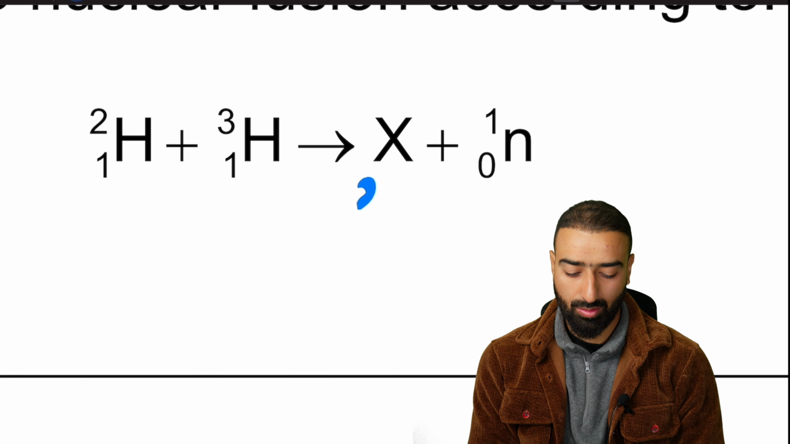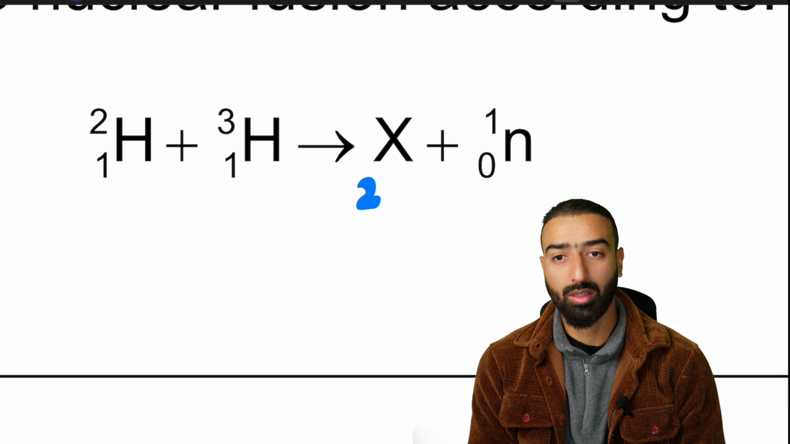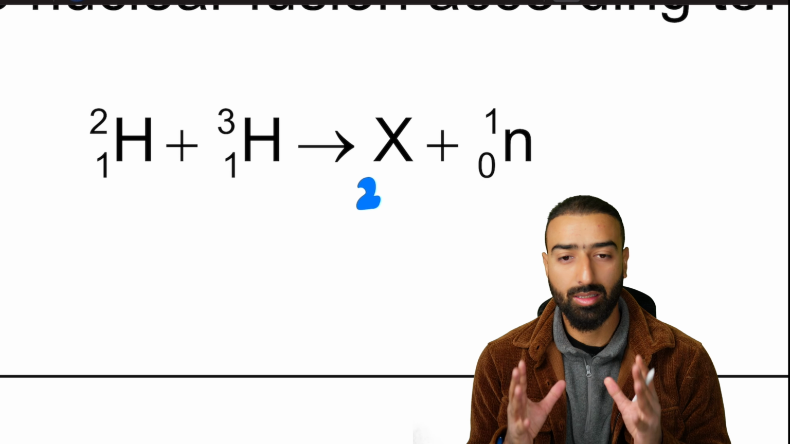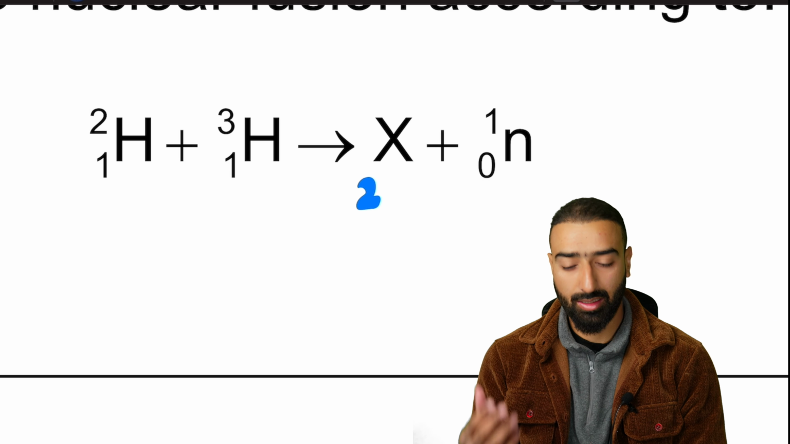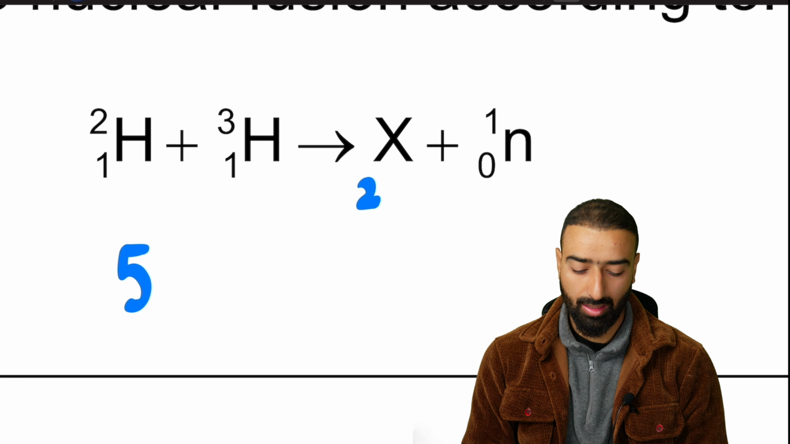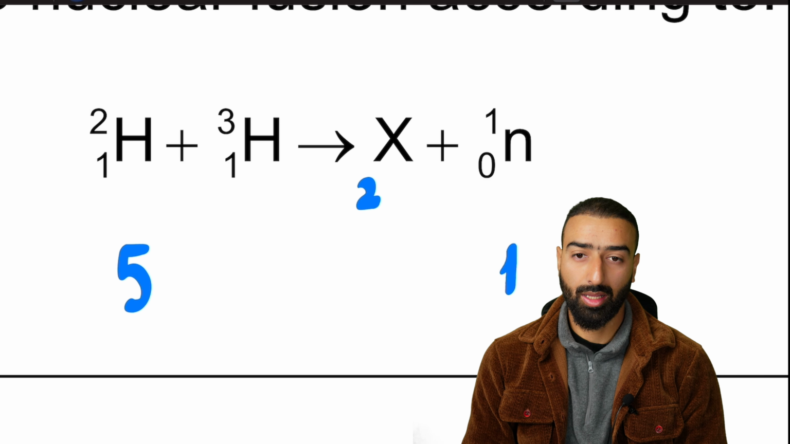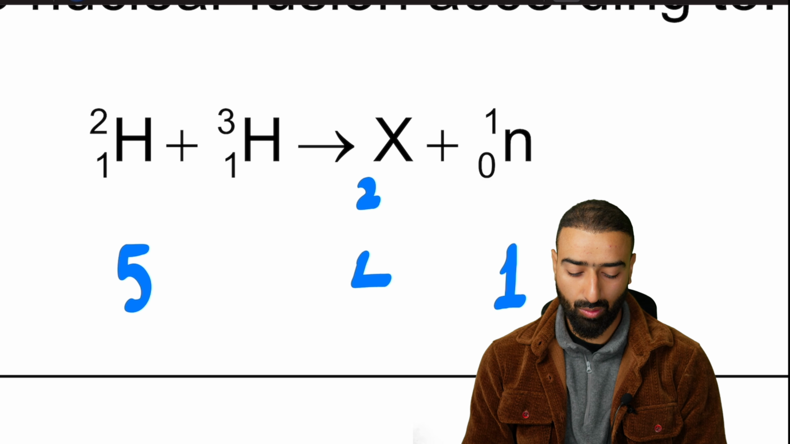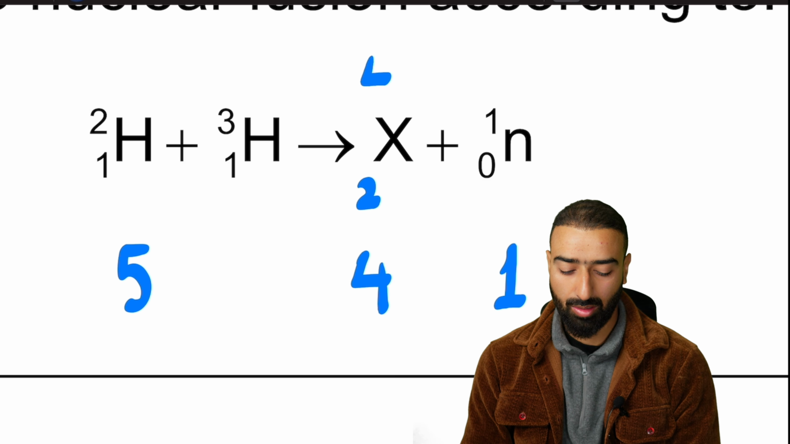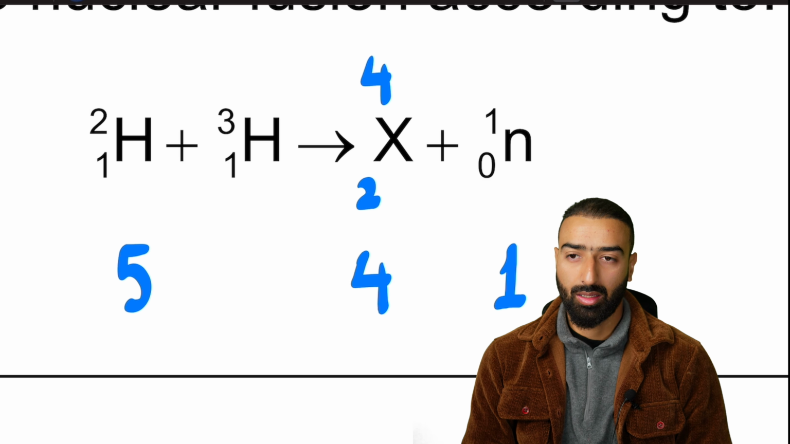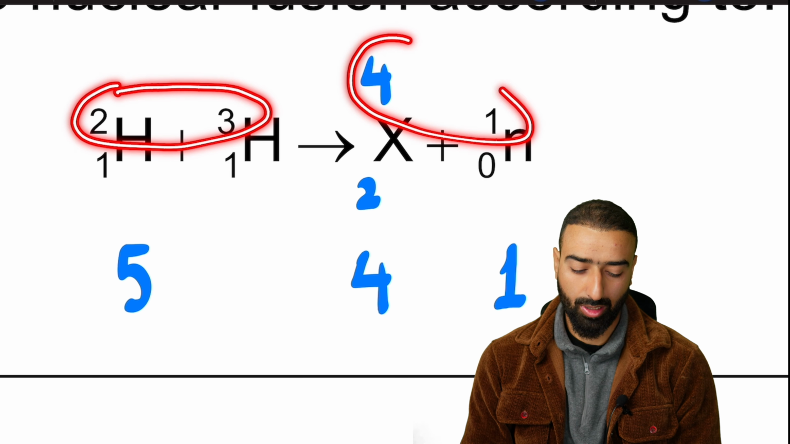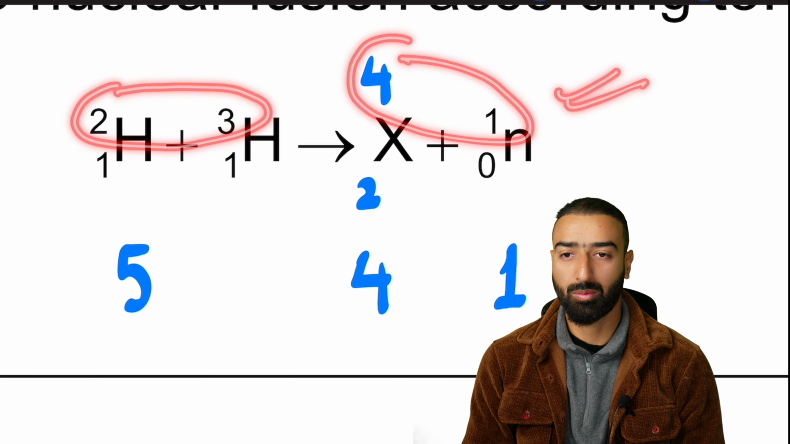X contains 2 protons. What about the nucleon number? The nucleon number is always conserved in a nuclear reaction. The reactants have 5 nucleons, and since neutron has 1 nucleon, X must contain 4 of them. So the nucleon number is 4. So 3 and 2 is 5, and 4 and 1 is 5. So nucleon number is conserved.